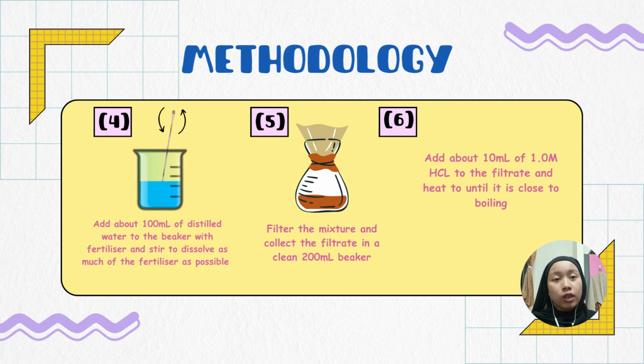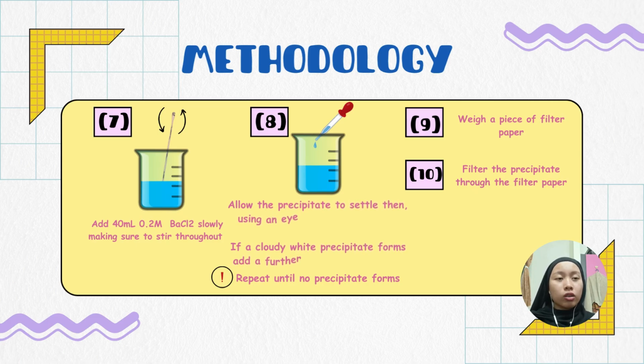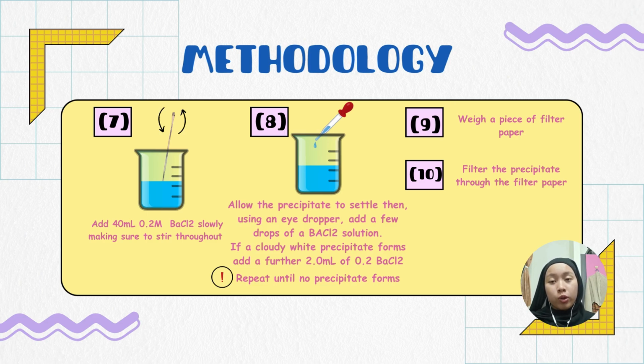Then we add about 10 ml of 1.0 mol hydrochloric acid to the filtrate and heat until it is close to boiling. In step 7, we add 40 ml of 0.2 mol barium chloride slowly, stirring throughout. Then we allow the precipitate to settle. Then, using an eyedropper, add a few drops of barium chloride solution. If a cloudy white precipitate forms, add a further 2.0 milliliters of 0.2 barium chloride. Repeat until no precipitate forms.